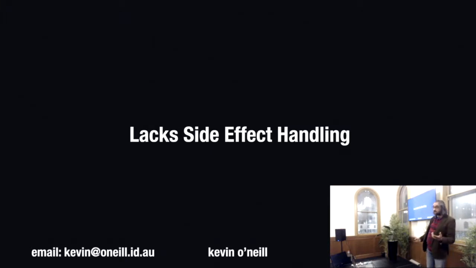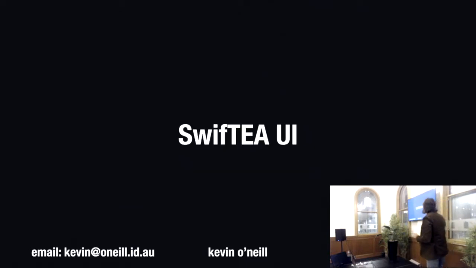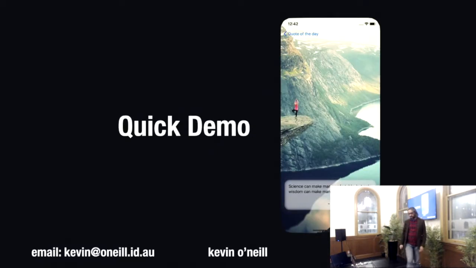There are things like Redux Thunk that go and throw some asynchronous processing in front of the processing of your messages. But the framework itself has no direct handling of side effects. Does anyone know what I mean by side effect? Anybody not sure? All right. So that's your overview of Elm and the things that we'll talk about SwiftTEA UI.